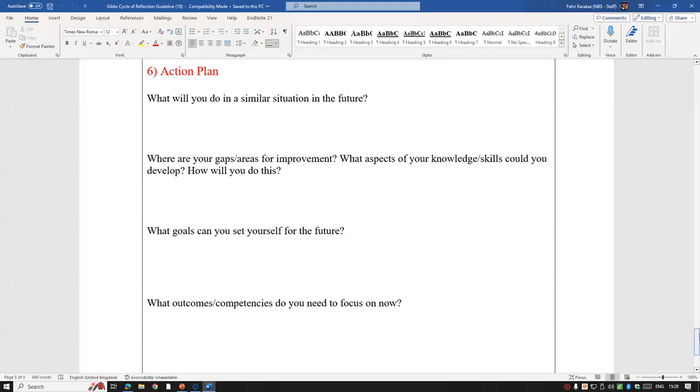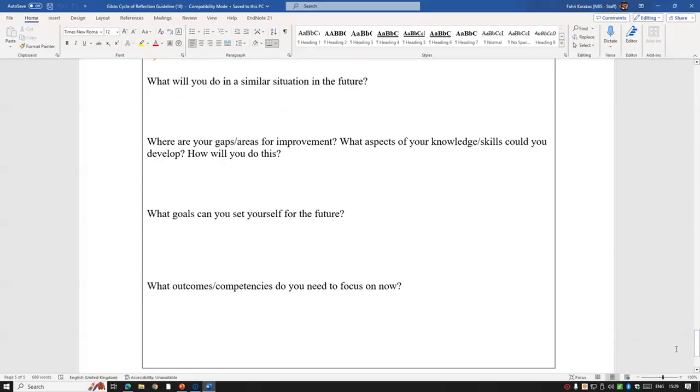What are your goals for the future in relation to this issue, of course? What are your goals for the future? And what outcomes and competencies do you need to focus on right now to go forward? Okay? So how do you go forward? Just capture your ideas for going forward.